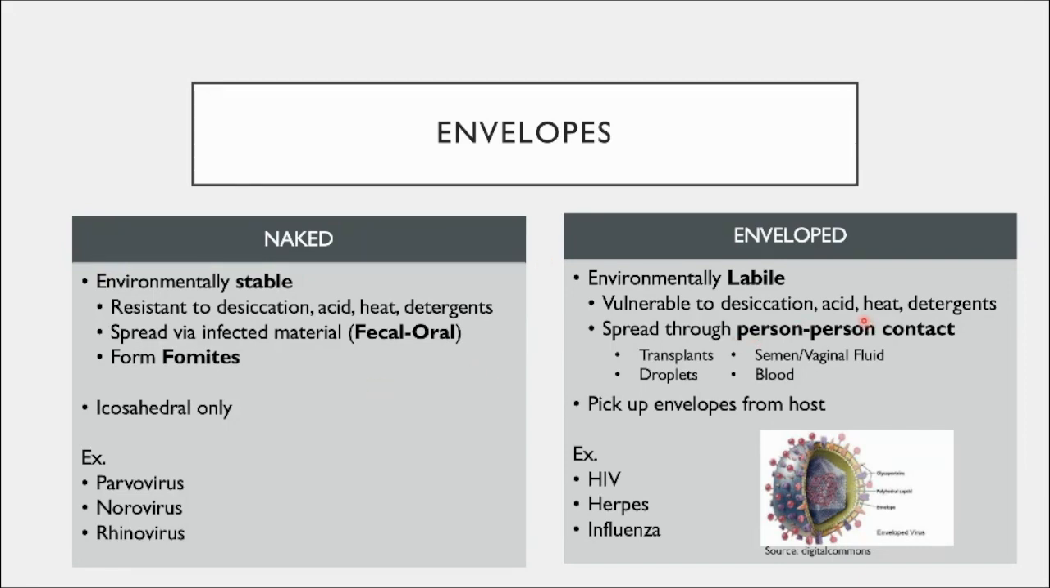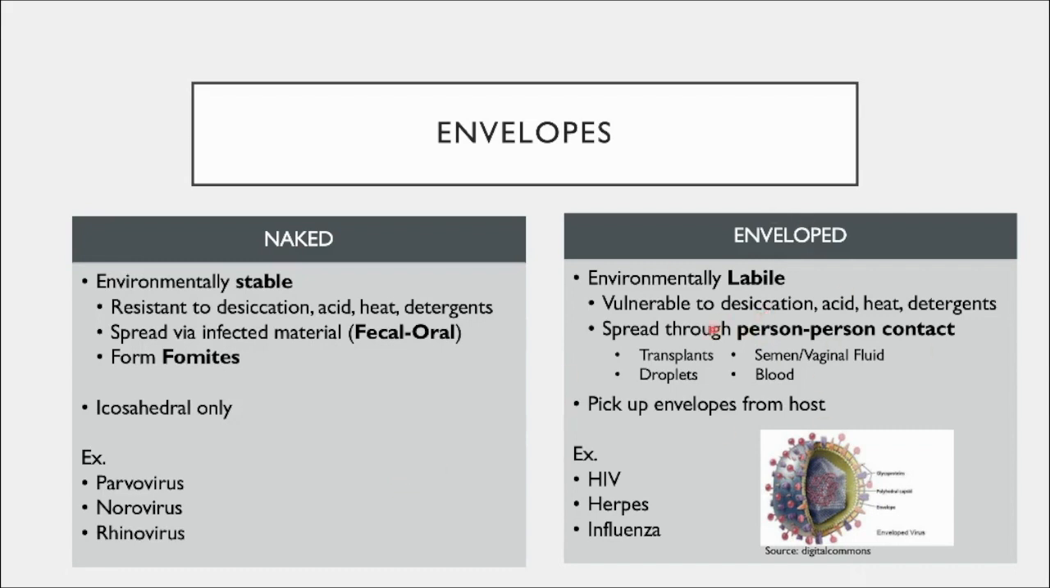So when talking about enveloped viruses, the thing to keep in mind here is that unlike the naked viruses, which are environmentally stable, enveloped viruses typically are environmentally labile, meaning they're very vulnerable to desiccation, acid, heat, detergents. These viruses require some form of protective medium. So you're usually going to find these viruses in, say, blood or semen, respiratory droplets, some kind of fluid transfer between person to person. Once they get exposed to the air or the environment, they typically degrade pretty quickly within the matter of seconds to minutes, which is very different from the naked viruses, which degrade within days to weeks.